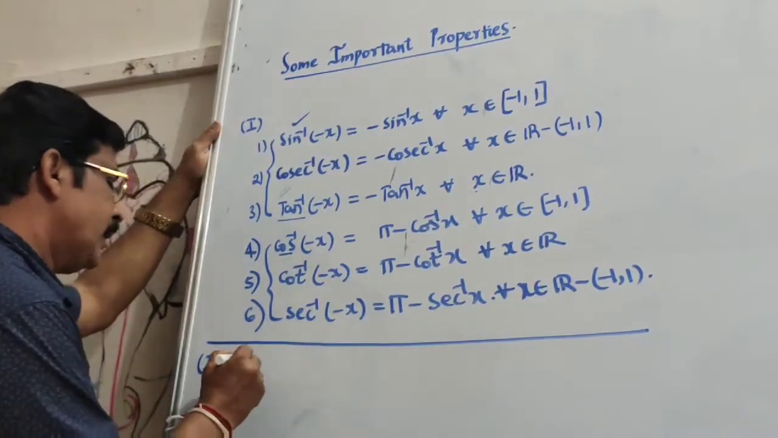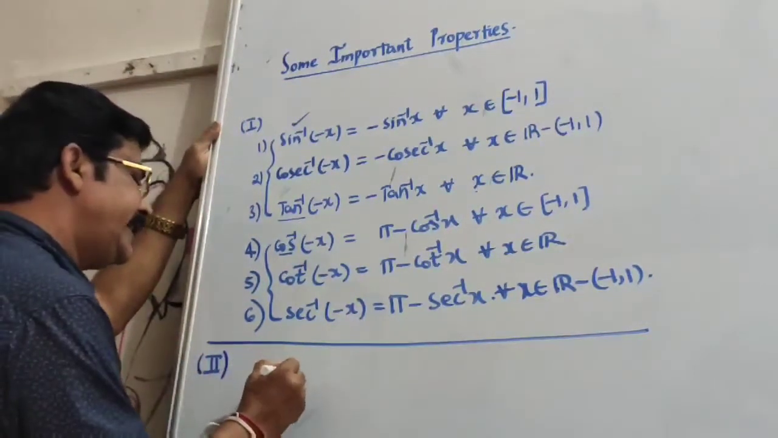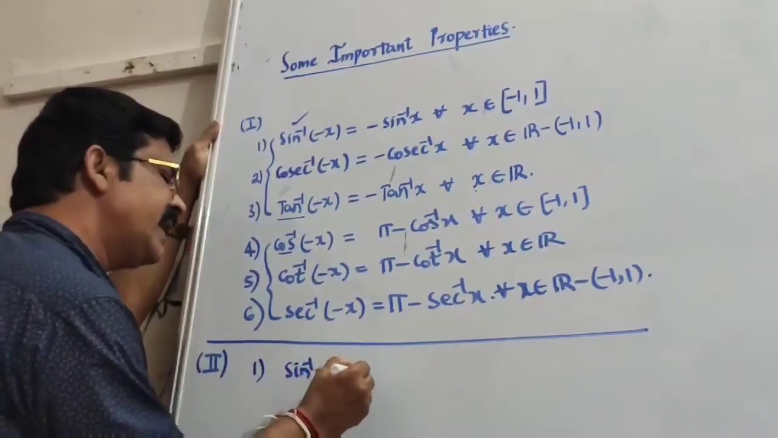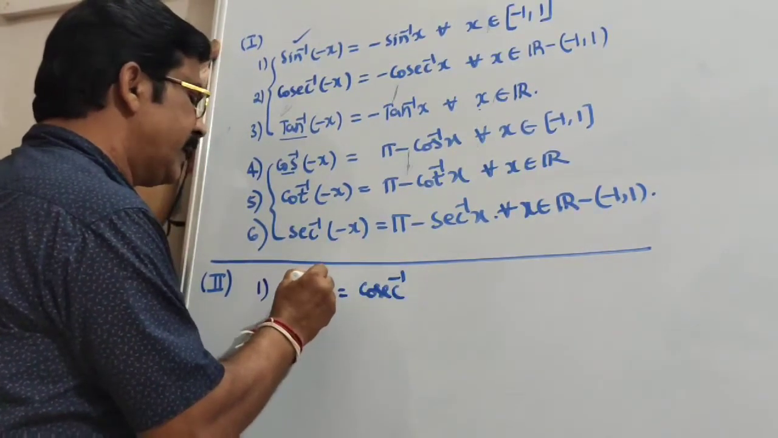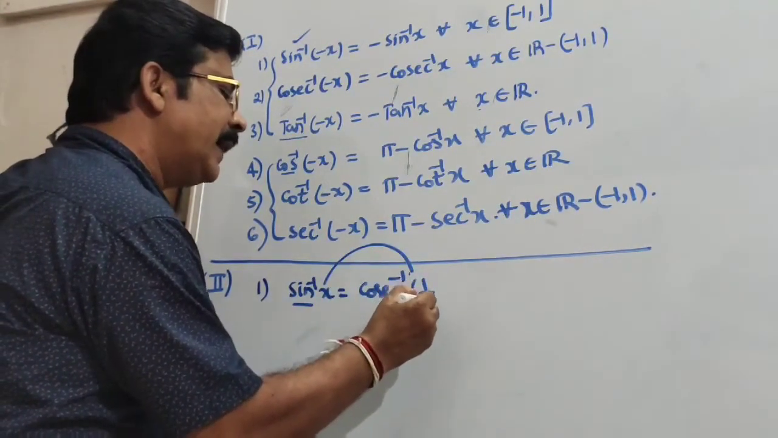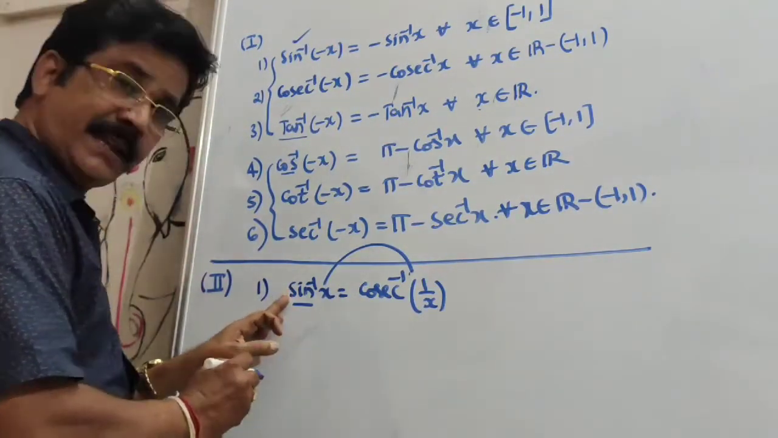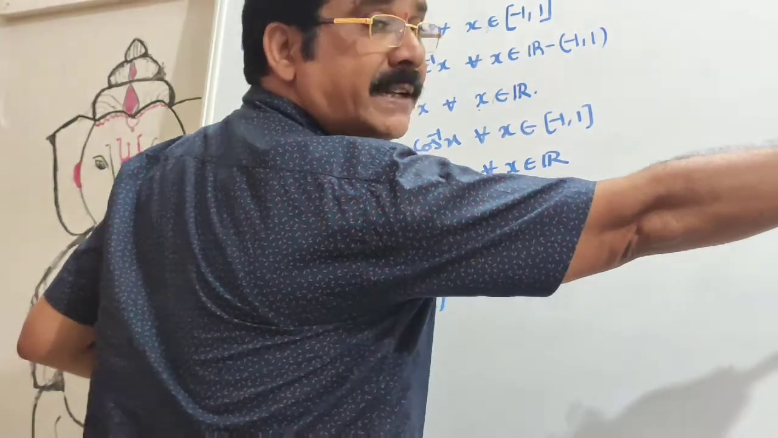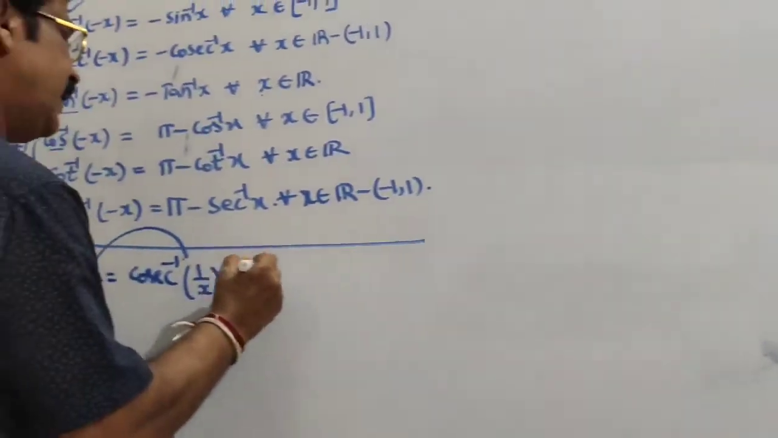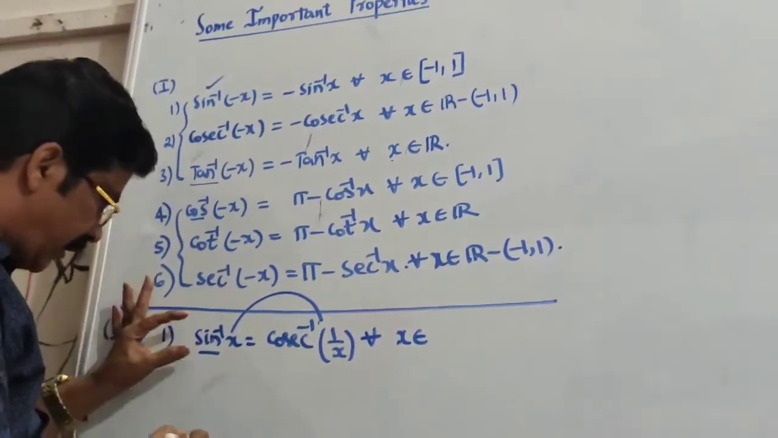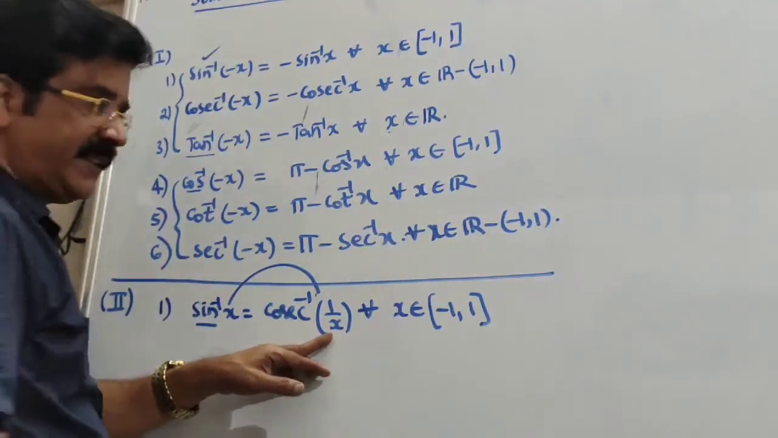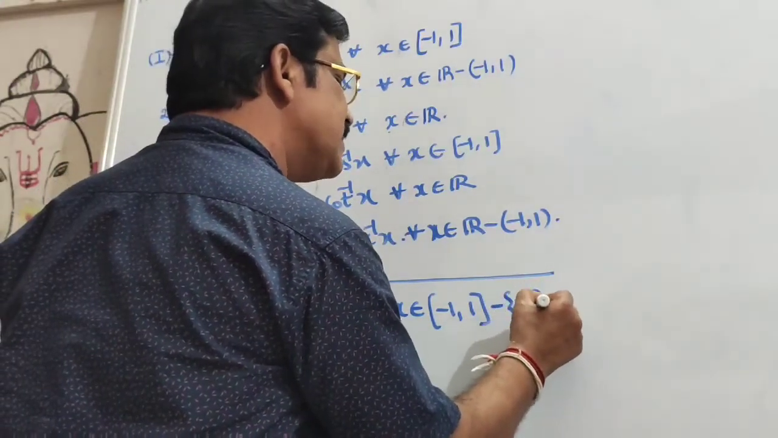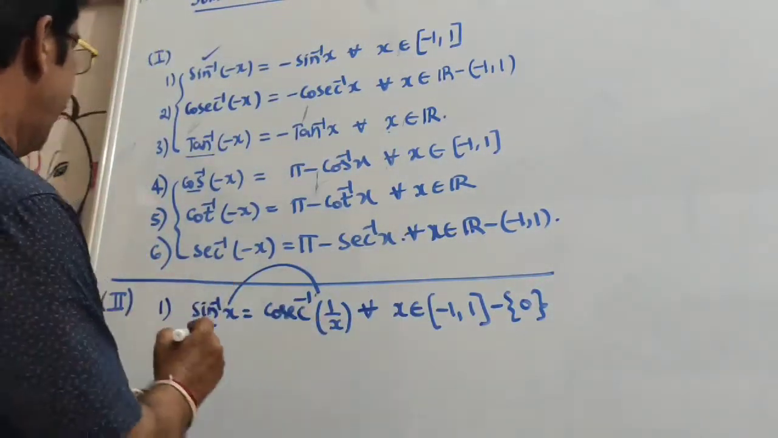Next, Roman number 2. Sine inverse of x can be written using its reciprocal, cosecant. Inverse the same. We are writing its reciprocal, 1 by x. What is the sine inverse domain? You see there, the closed interval of -1 comma 1. So this is for all x in the domain of sine inverse, the closed interval of -1 comma 1. But in the denominator x is there. That's why x should not be 0, for no loss of generality. Okay, this is number 1.